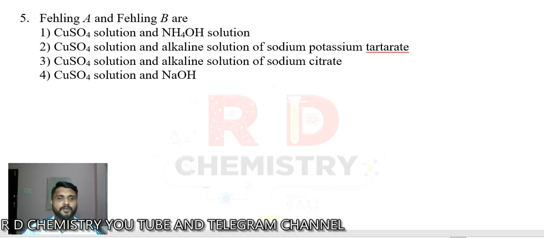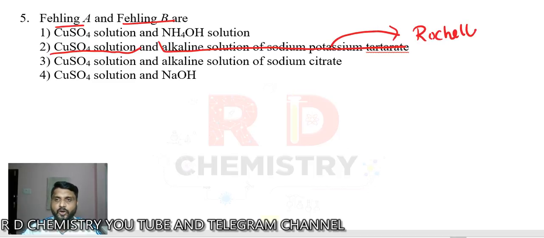Question number 5. Fehling's A and Fehling's B are Fehling's solutions. There are two common solutions, solution A and solution B. So it is a copper sulfate solution with the alkaline solution of sodium potassium tartarate. Sodium potassium tartarate is also called Rochelle's salt. Okay, Rochelle's salt. Name of the scientist.